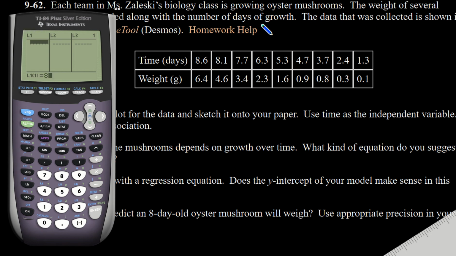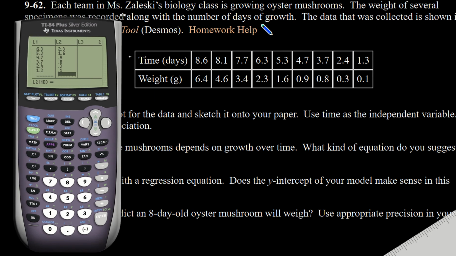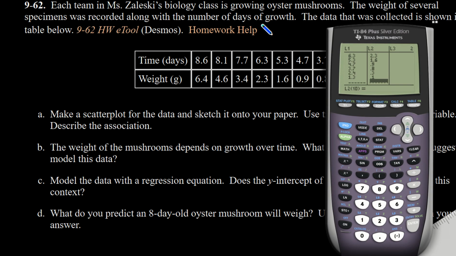So I've got an 8.1. Nope, I'm wrong already. 8.6. Let me pause the video. Okay, so I have a total of 9 data points. I had 9 x values that I entered in list 1. So these are in L1. They're my x's because they said use time as the independent variable, and my y's I entered in L2, and those are the weight in grams of the mushroom.